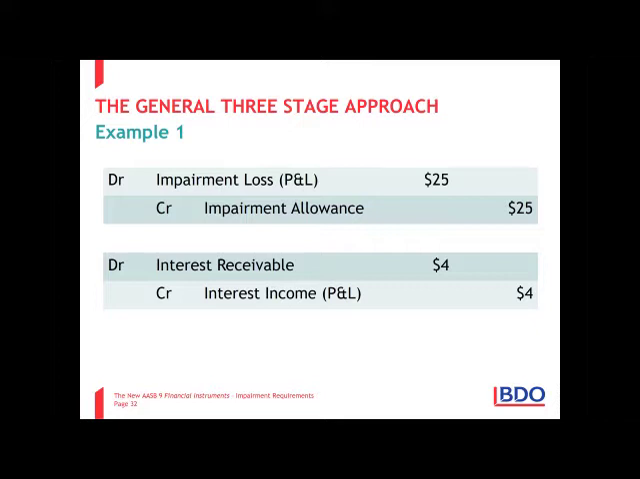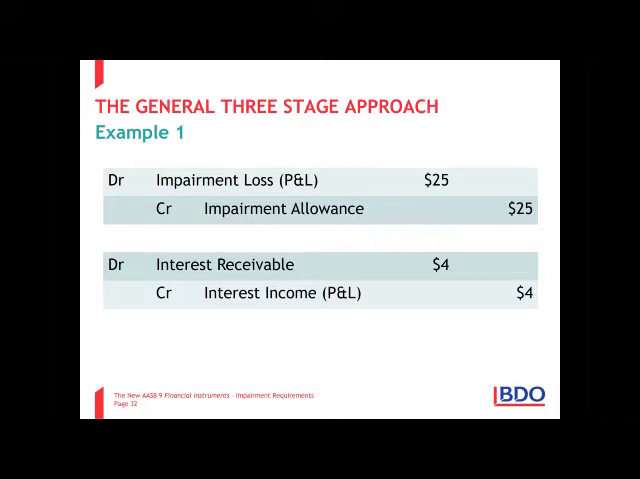So you debit your impairment loss, 25, and you credit your impairment allowance with 25. Remember, at the end of year 2, our impairment allowance was 35. We add another 25. Our impairment allowance is now 60. And our interest receivable and our interest income, or revenue, is only $4.